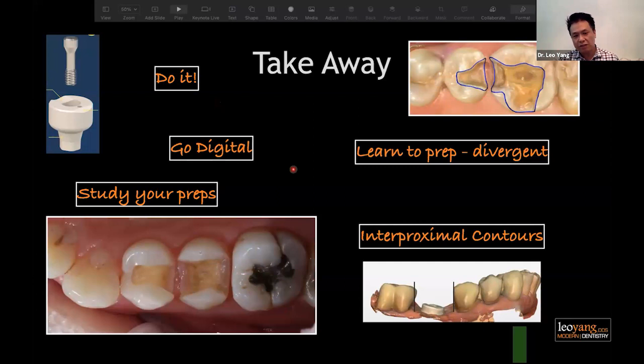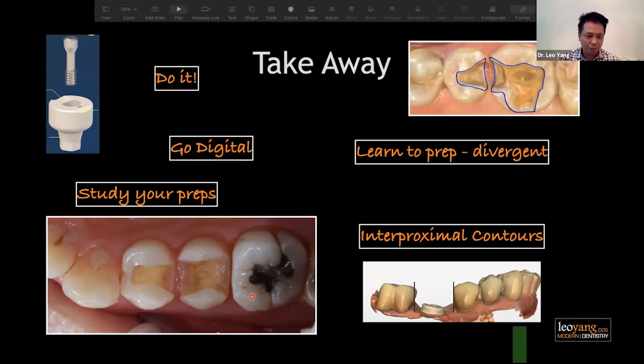I can tell you that with the digital scanning, it's going to make your life much easier. Things you have to learn to prep also is that maybe you have to start prepping divergent if you're going to do a lot of these inlay preps. Learn your preps a little bit more. As you start your preps, you notice that with digital scanning, it's a humbling effect. I thought before I was doing digital, I thought I was a good prepper, but once I started scanning and looking at my preps, I was amazed of how I can improve.